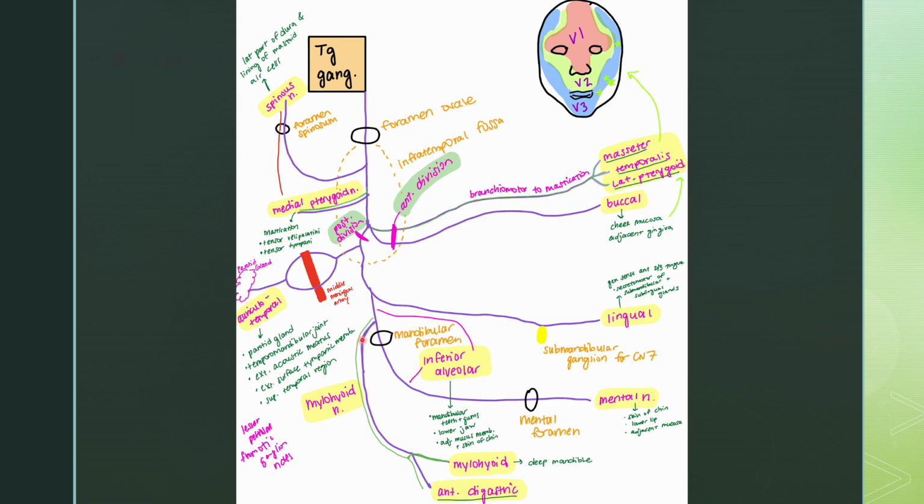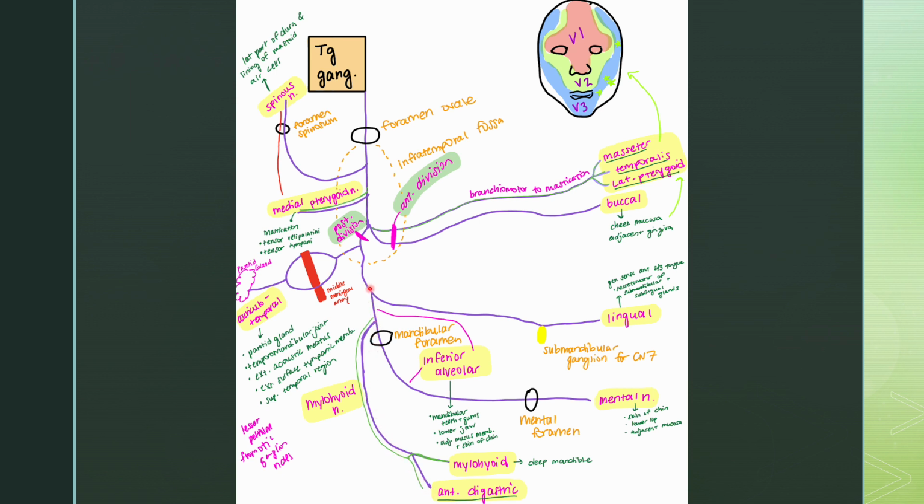And that is similar to me to those two little motor branches coming off of the facial nerve that go to the posterior digastric and the stylohyoid. Very similar, because this goes to the mylohyoid and the anterior digastric. The mylohyoid is completely motor, it's the deep mandible. And then the anterior digastric is sensory and motor to the anterior belly of the digastric.